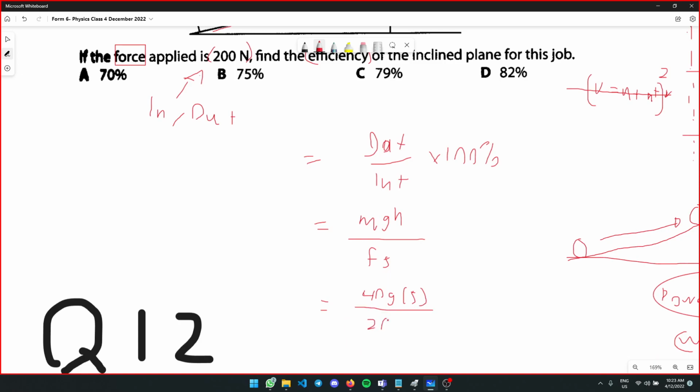And then Fs is 200 times 13. You will get around, don't forget times by 100, 75 point whatever something 5, but you'll get around 75%. So answer is B. Okay, all right.